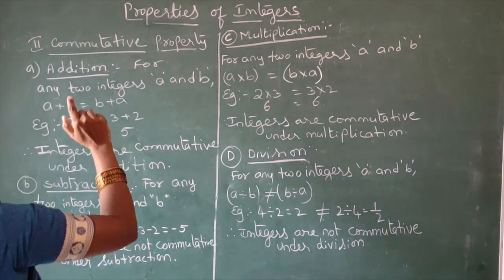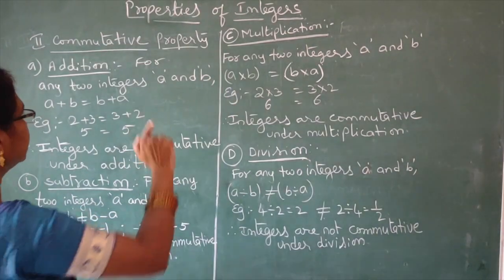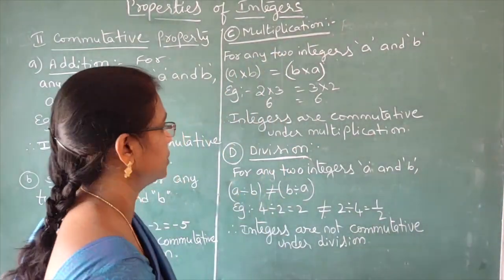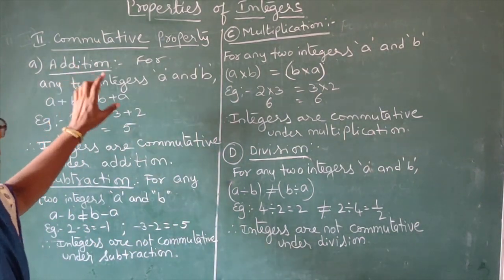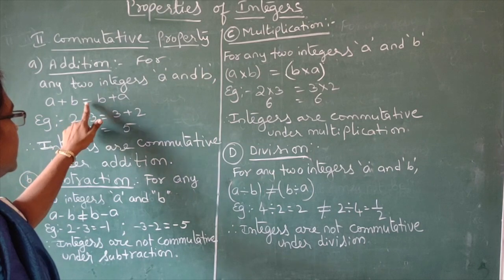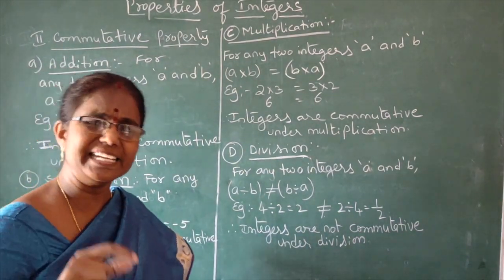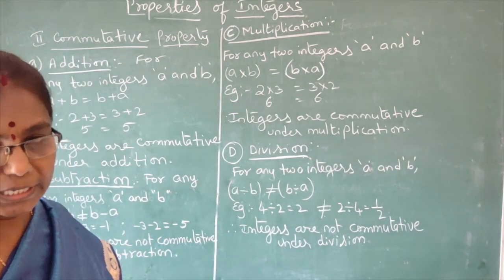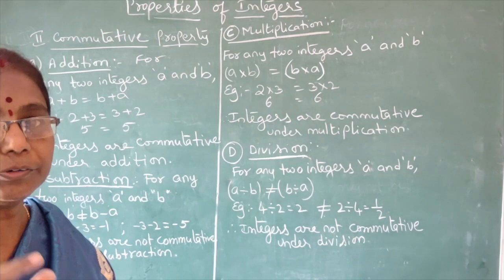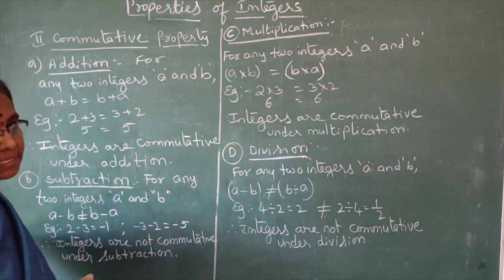Now, second property, commutative property. Commutative property under addition, subtraction, multiplication and division. 4 operations. First one we will go for addition. For any two integers a and b, a plus b is equal to b plus a. If you add two numbers in reverse order, you have to get the same sum. Means a plus b is equal to b plus a.